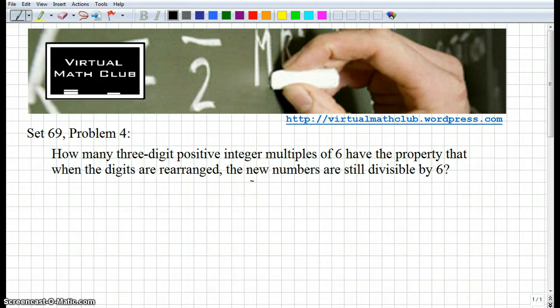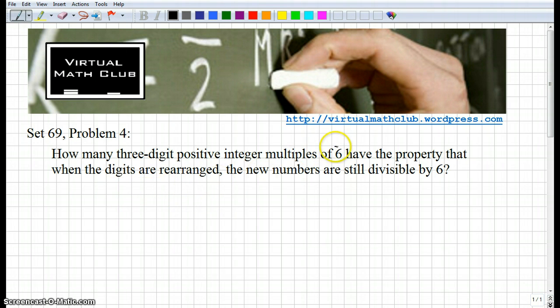How many three-digit positive integer multiples of 6 have the property that when the digits are rearranged, the new numbers are still divisible by 6? All right, well, okay, so we have three-digit positive integers, and they're multiples of 6. Okay, so what does that mean?